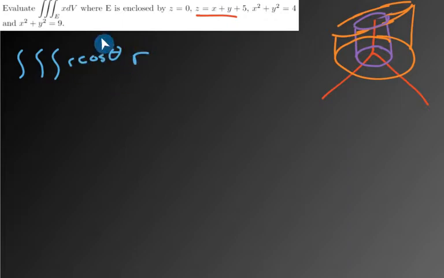So you have x is r cos theta, and then you have an extra r, and then we can do dz dr d theta.